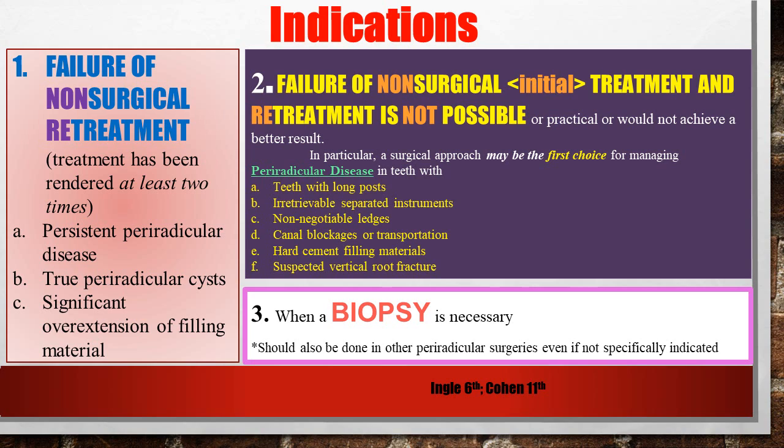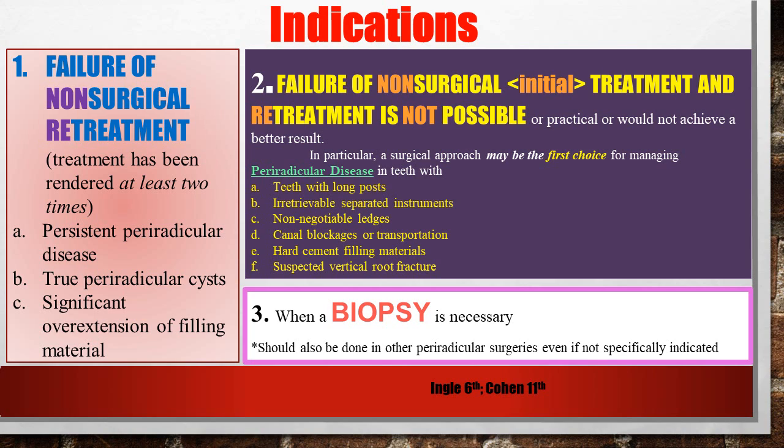When we feel that there is a persistent periradicular disease, that means we have performed your RCT, you have tried your re-RCT, and still you see that the periradicular lesion is not regressing, that is, it's not becoming smaller in size, or it is growing in size, then yes, we may have to intervene surgically. When there are true periradicular cysts, of course, cysts are not going to go away with just medication, they need to be enucleated. So yes, in those cases, we need to perform surgery.